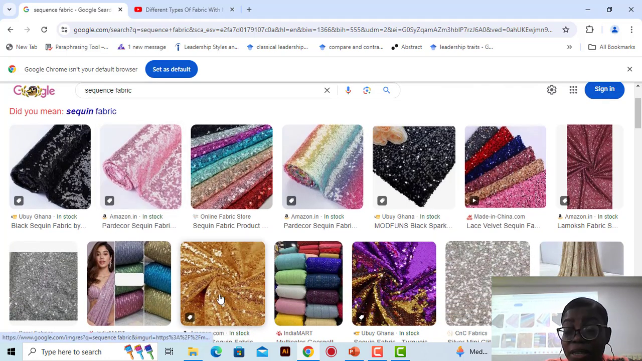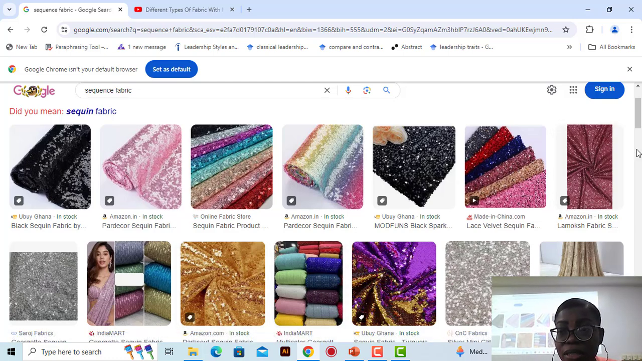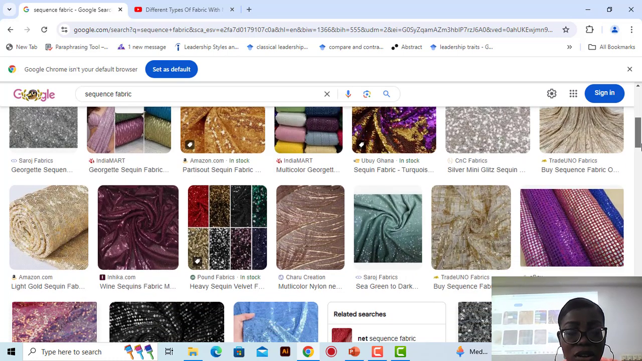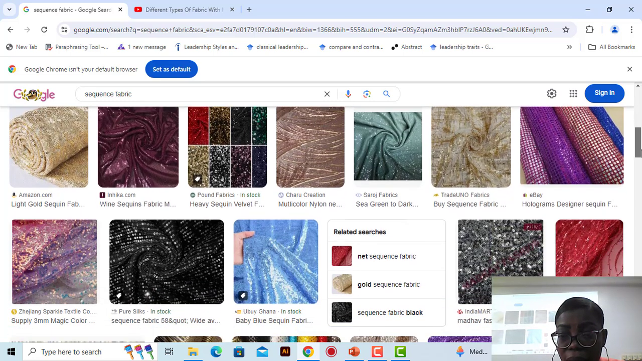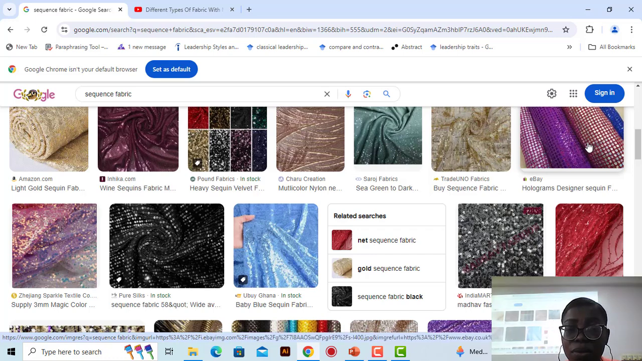I hope we can see. Yeah, that's a sequence. It's actually stitched on, whether by hand or by machine. It looks like it is stitched on. But we have some sequence also that are produced. They look like they've been pressed on, like this type. Okay, so sequence normally comes in that form.